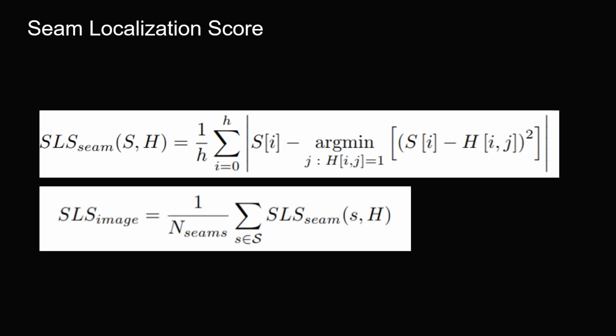Then to compute an image level score, we simply take the seam level SLS and normalize it by the total number of seams.